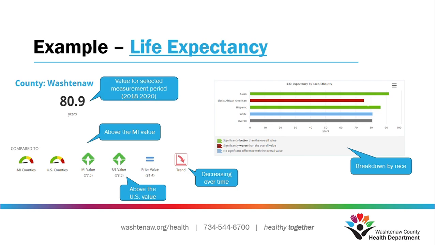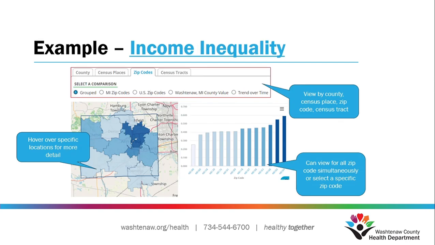Next, I'm going to go into 2 specific examples to give you a sense of what indicators look like on the site, how the layout is similar, and some of the differences as well. So we're going to start out with life expectancy. Again, I'm going to navigate over to the site and show you what this looks like, but this is an example of an outcome-related indicator that has some more specific demographic breakdown for the data.